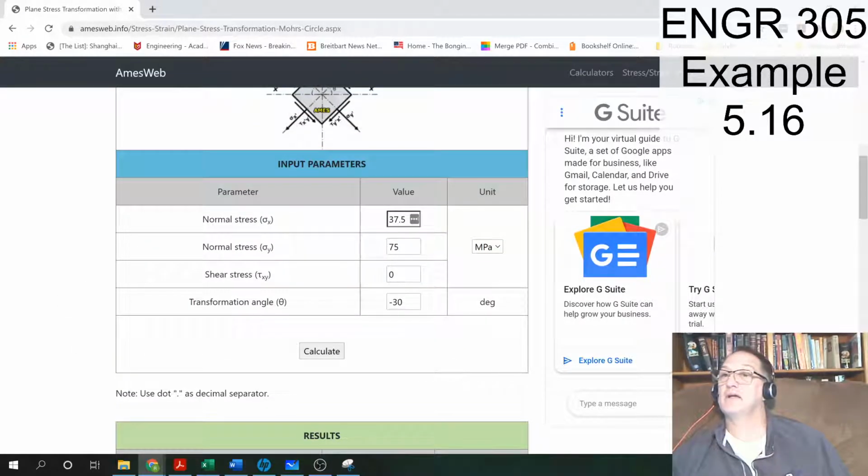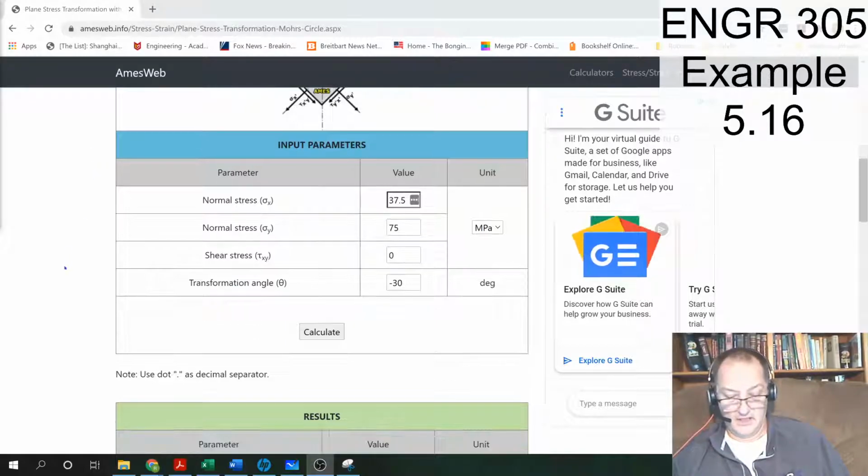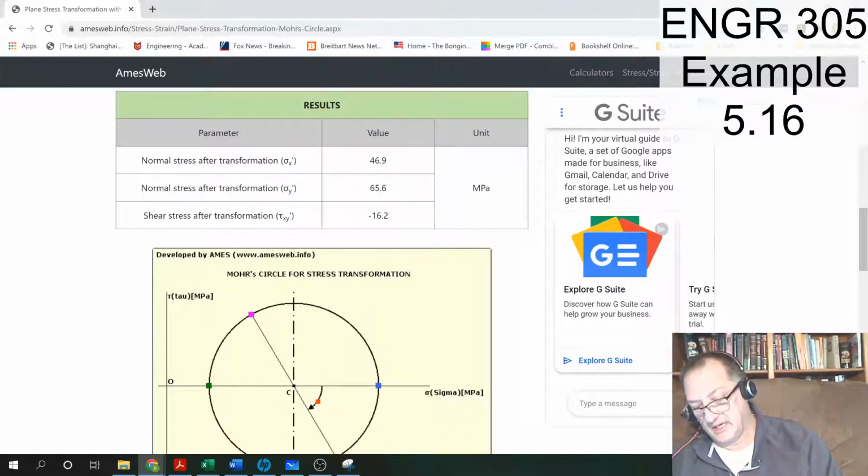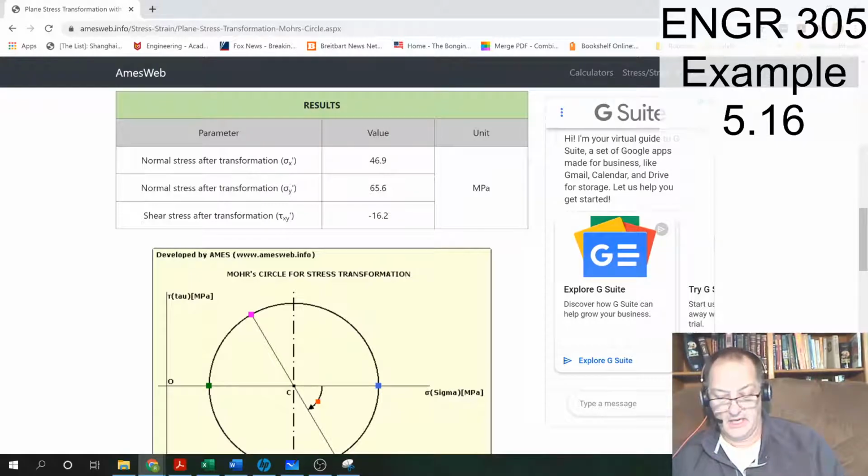If I punch in the values, 37.5 in the X and 75 in the Y and 0 shearing stress and a negative 30-degree angle, and I hit calculate, it gives me the values. It gives me the stress in the N direction, sorry, is 46.9. I can't draw on this screen, but 46.9. And I get a shear stress of 16.2.